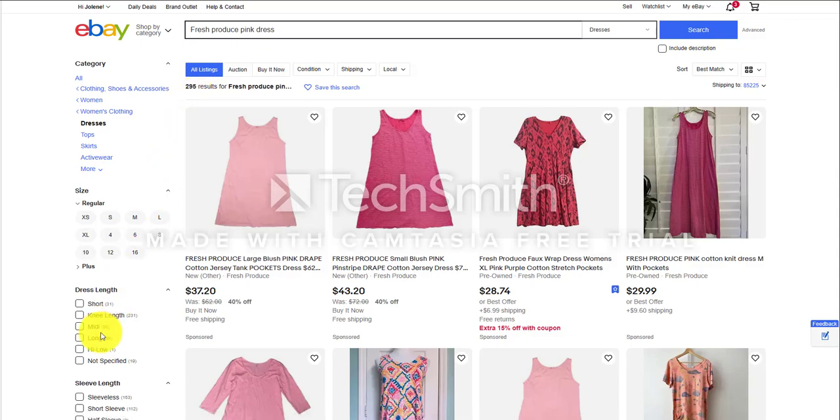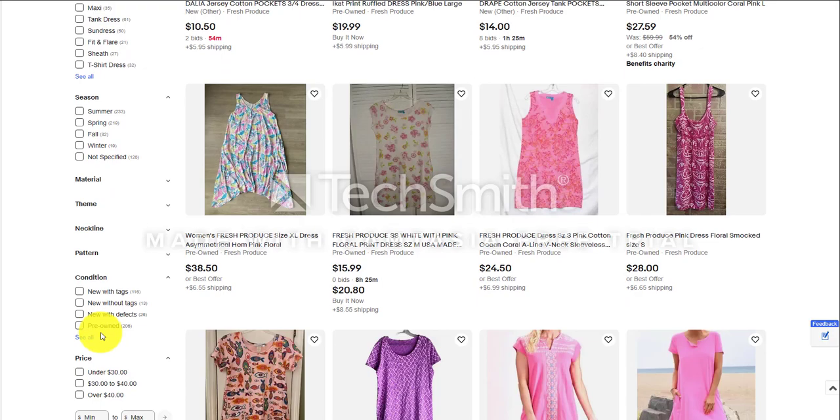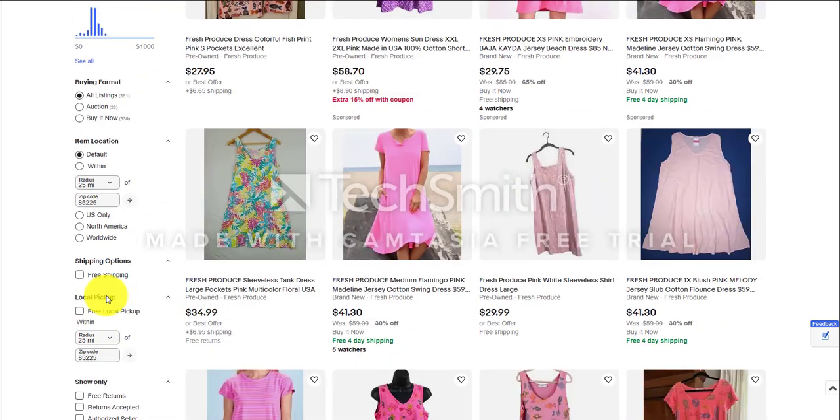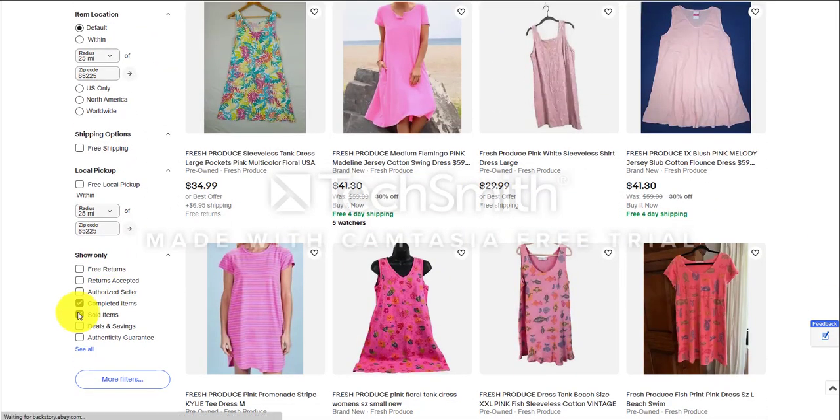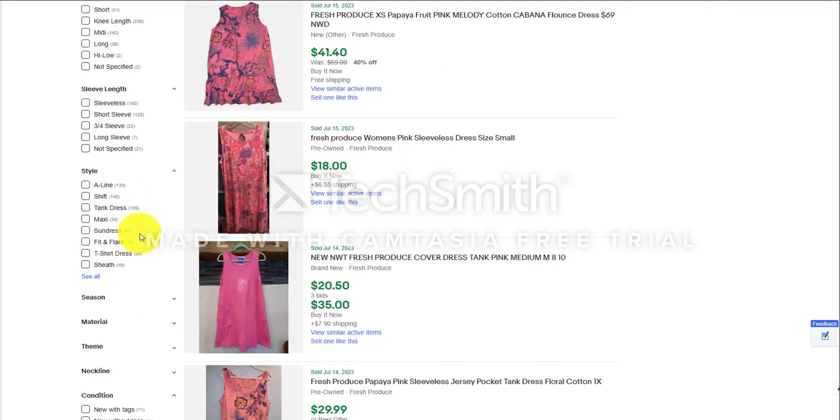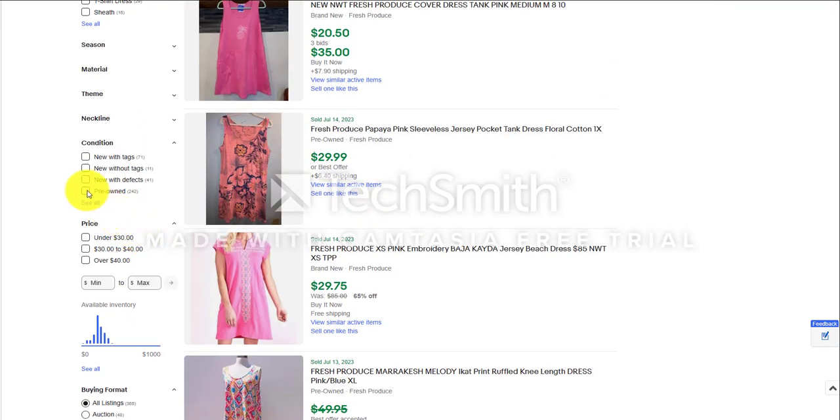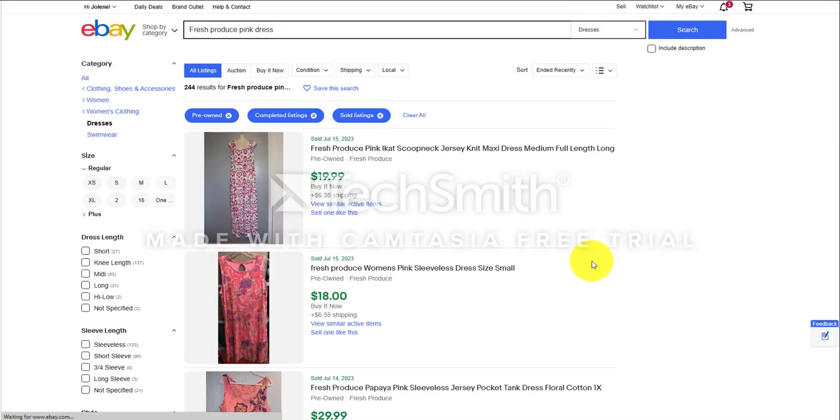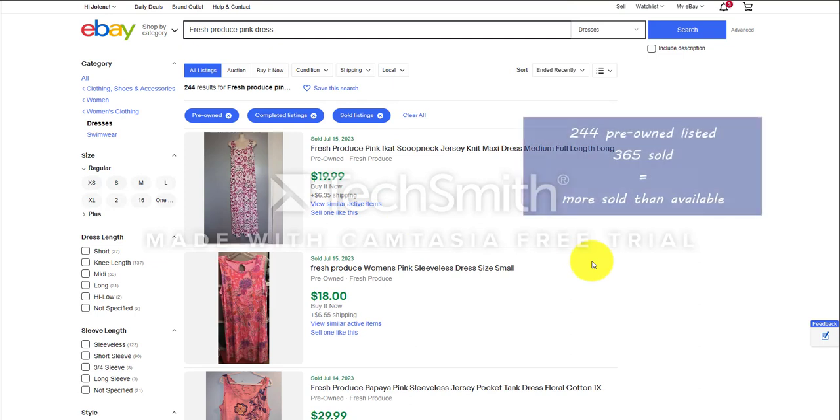What I want to do is go down to sold, click that. It gives me 365 results. So that means there are more that sold than there are available for Fresh Produce pink dress. Now what I want to do is go down even further, and it's pre-owned. Because I got this used, I want to whittle it down even further. So here's pre-owned. So now there's 244 results for pre-owned.